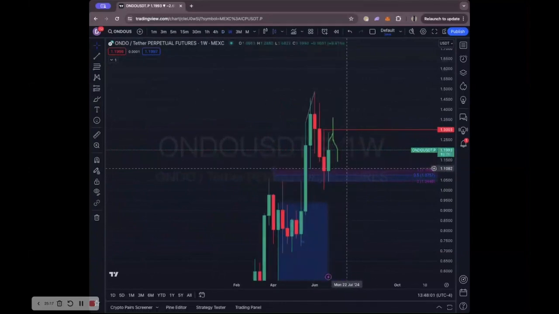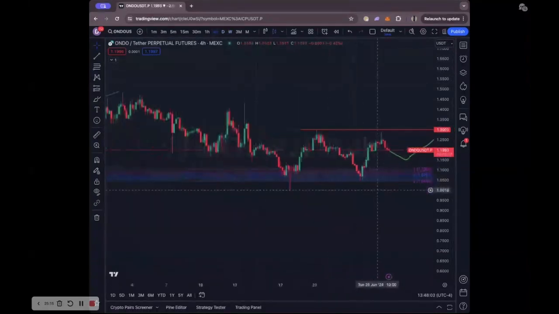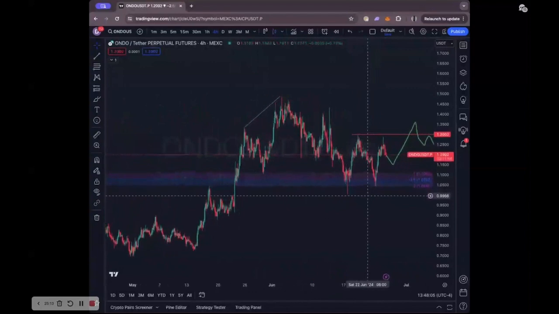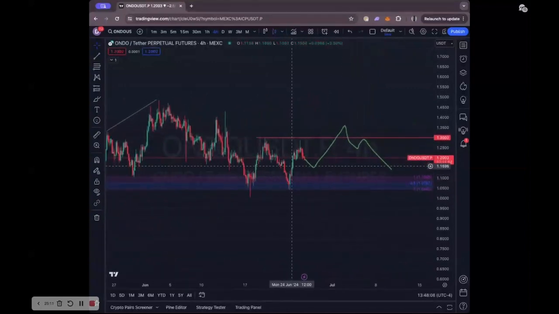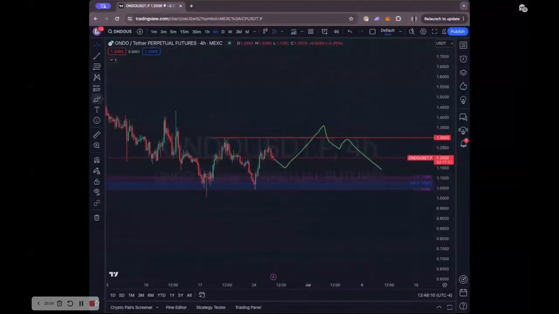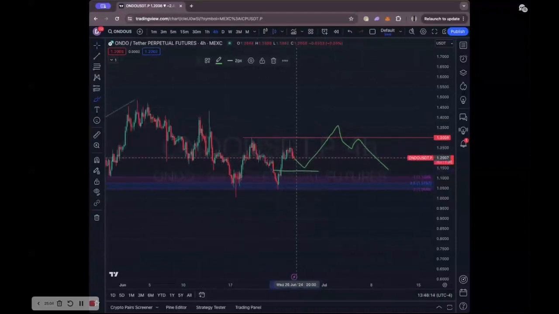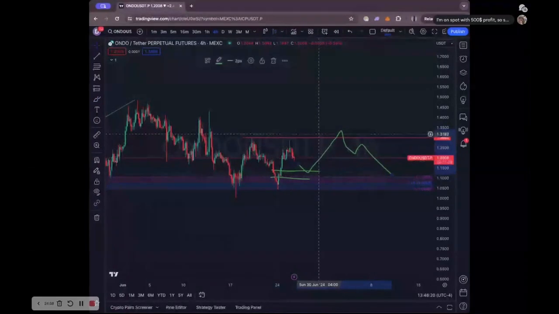For longs, I would probably do the same thing where we take the entry around 1.15 right here. That'd be a good long entry. We get another retracement back into this zone. That would be a good long entry for the highs.